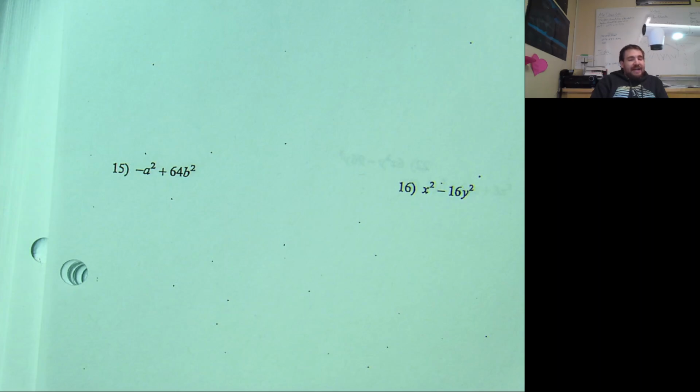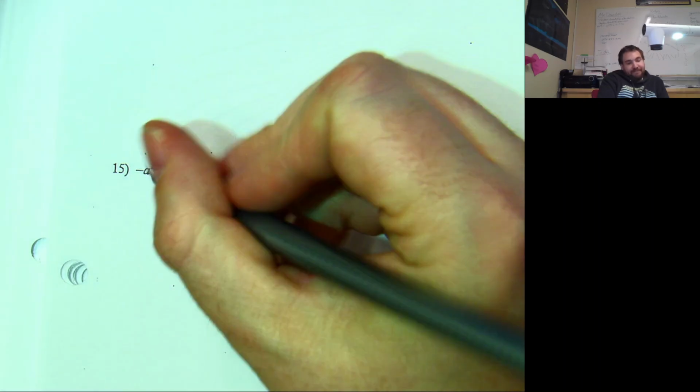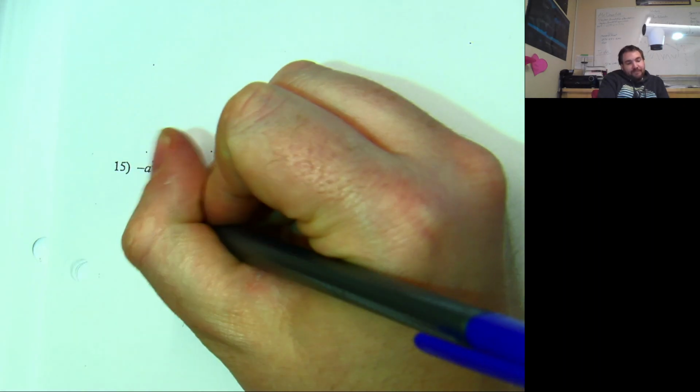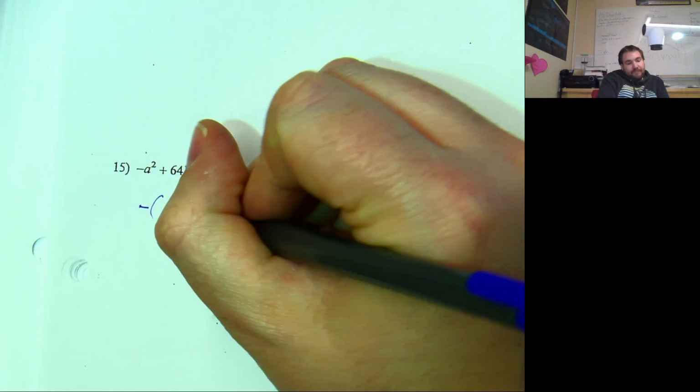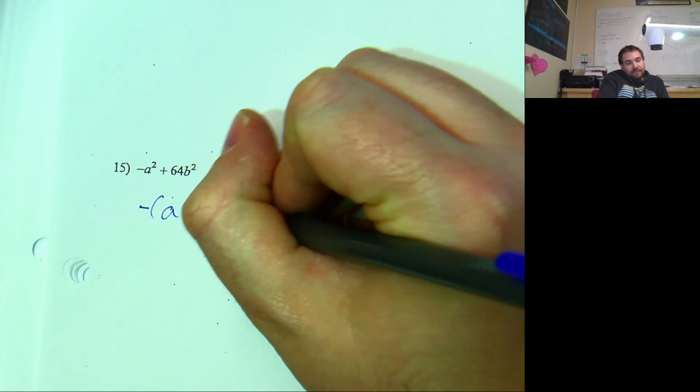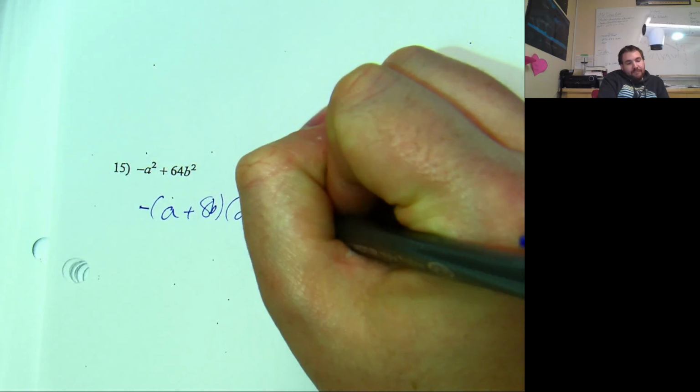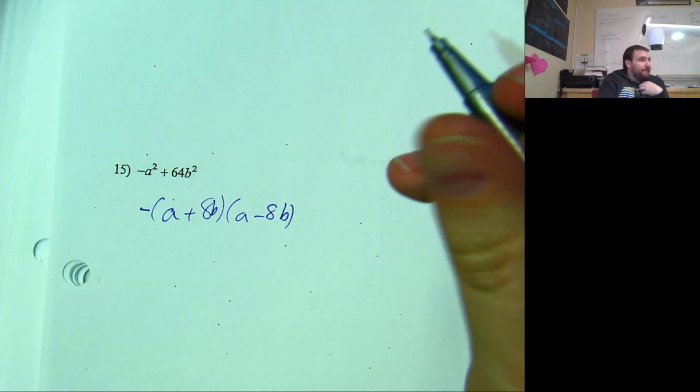Okay. So the thing I taught you to do is factor out that negative. When I only have two terms here, what could I do instead? Danny. I don't know if this is right, but I did negative bracket a plus 8b bracket a minus 8b. I have no idea if that's correct or not. Yeah, it will be. It will be.